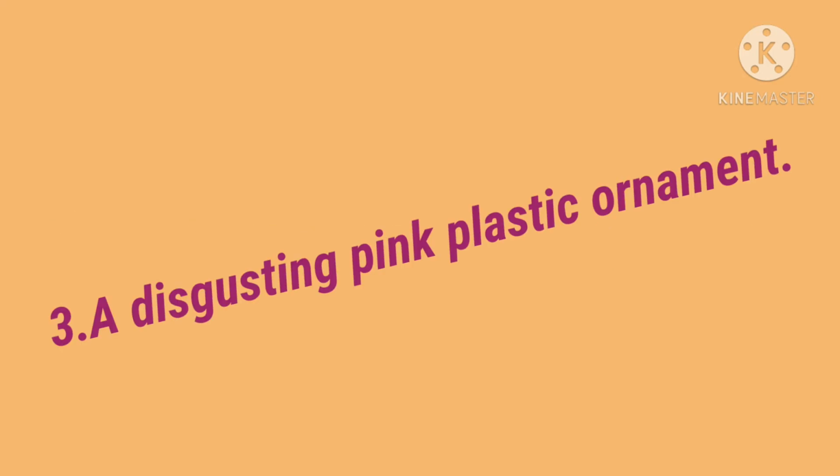Coming to the third sentence. A disgusting pink plastic ornament. Here which is the noun? Ornament. Describing words: disgusting, pink, plastic. Disgusting refers to the opinion of the noun ornament. Pink refers to the color of the ornament. Plastic refers to the material of the ornament. So according to the order, first we write the opinion, after that color and then material. So a disgusting pink plastic ornament is written in the correct order.